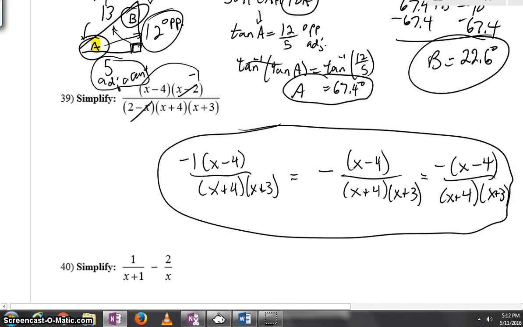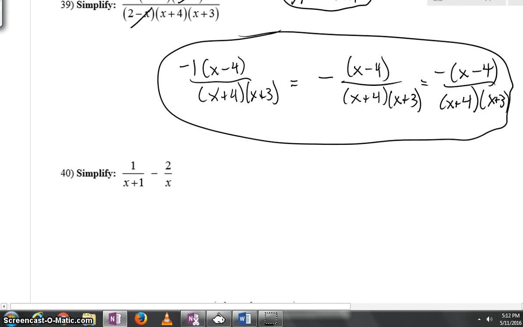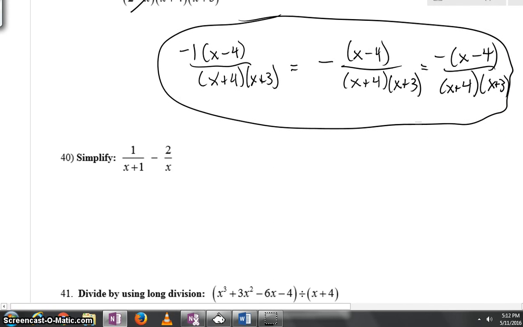All right, moving down to number 40. Again, something that should look very, very familiar. It's what we've done most recently. We need to get a least common denominator. That means we need an x plus 1 from our first fraction, we also need an x from our second. And what are we missing? Well, from our first fraction, we're missing an x. From our second fraction, we're missing x plus 1.